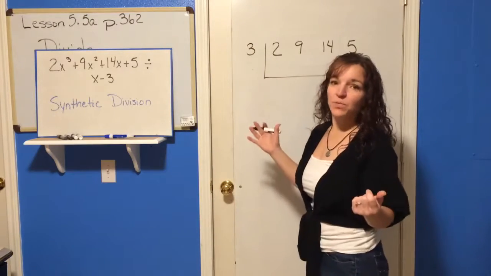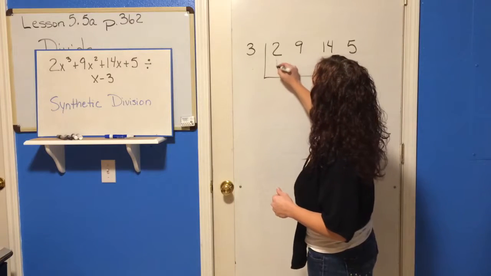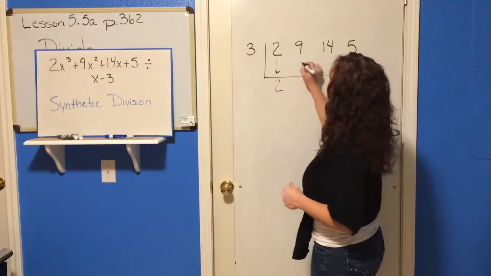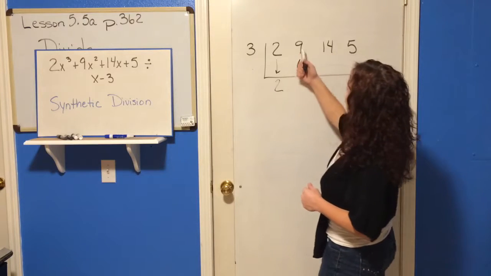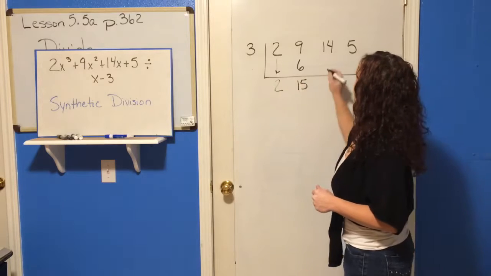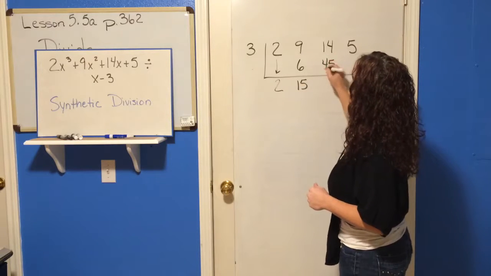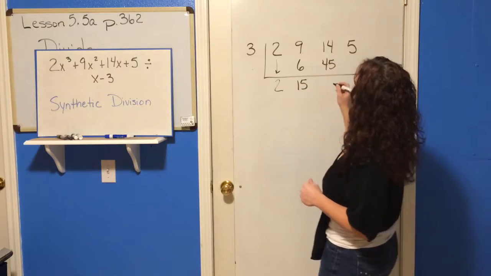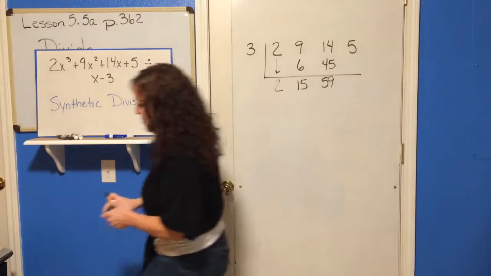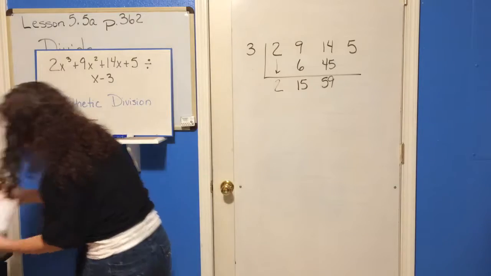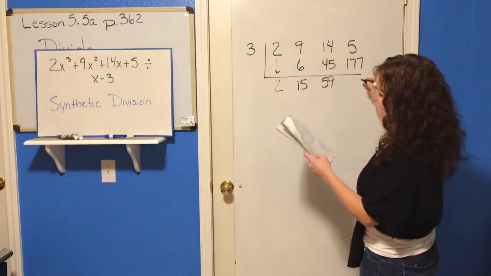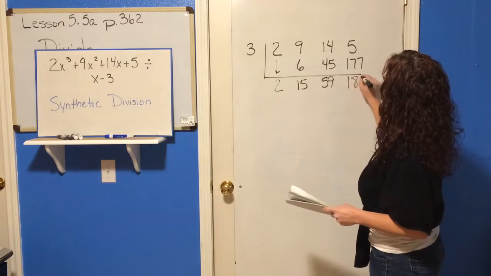So just like with synthetic substitution, you bring down your 2, and now you multiply. 2 times 3 is 6. Add those together and you get 15. 3 times 15 is 45. Bring those down, we get 59. And multiply 3 times 59 is a bigger number. That's one that I did before, 177. And then add those together to get 182.